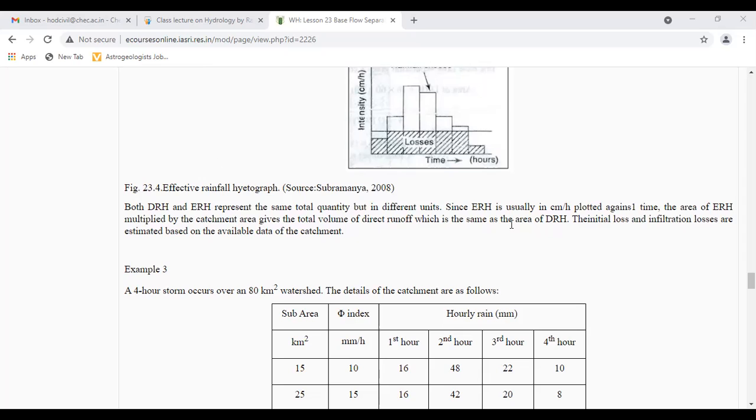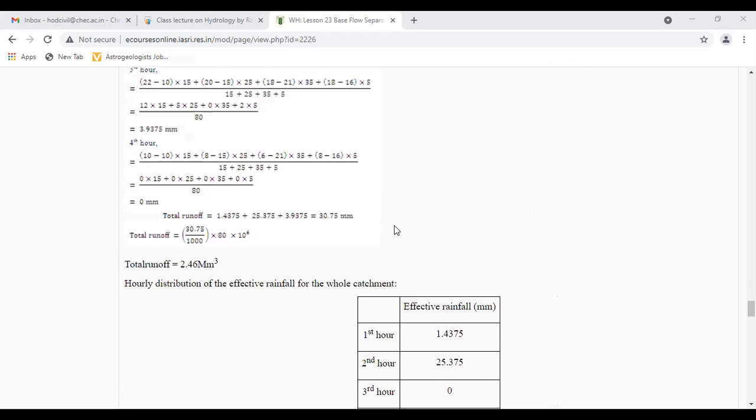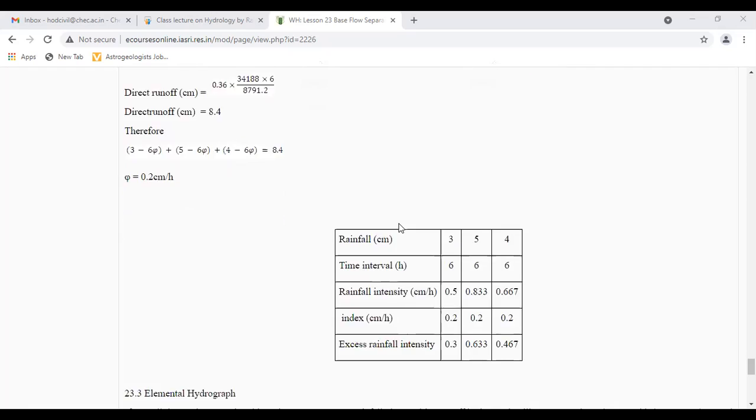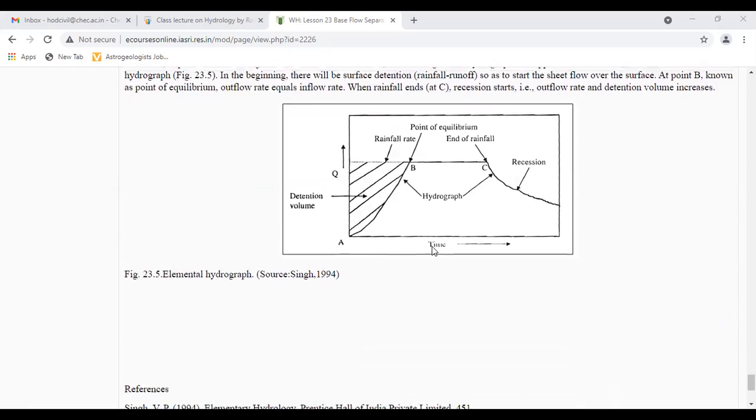Since the ERH, effective rainfall hydrograph, is usually in centimeters per hour plotted against time, the area of the ERH multiplied by the catchment area gives the total volume of direct runoff, which is the same as the area of the direct rainfall hydrograph. The initial losses and infiltration losses are estimated based on the available data of the catchment area. There is also a problem here, so I skip this problem. If we have the time, then I will explain.